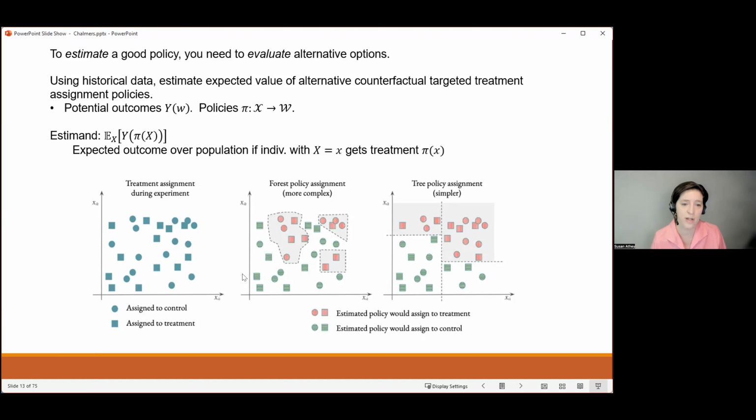These are different covariates. And then the points are representing observations, and the shapes are showing whether, in the historical data that you have, they were assigned to control, that's the circles, or to treatment, that's the squares. Now I can think about how I can evaluate a counterfactual policy. Well, let's consider a counterfactual policy that paints some of them red.